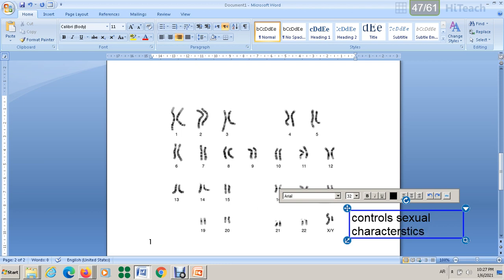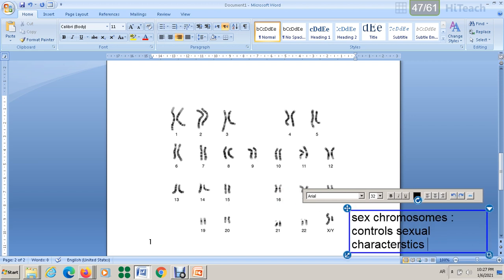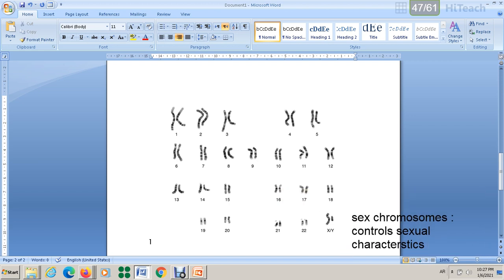Actually, maybe in the exam I'll give you a karyotype like this and ask you whether it represents a cell from a male or a female. From this one here, because I have XY, XY always represents male. XY again represents what? It's for male. Okay, what about female? Female is XX.